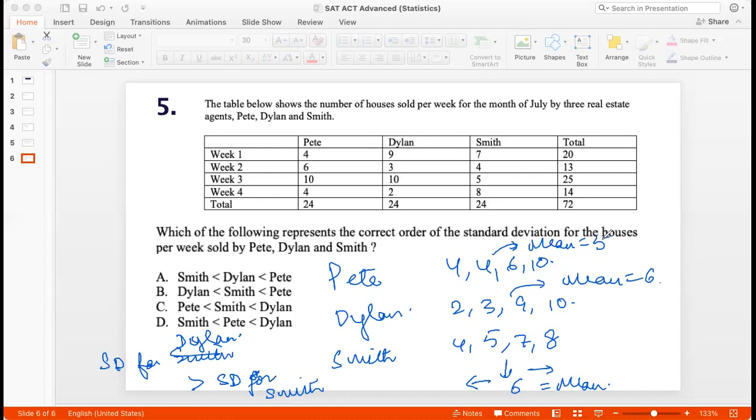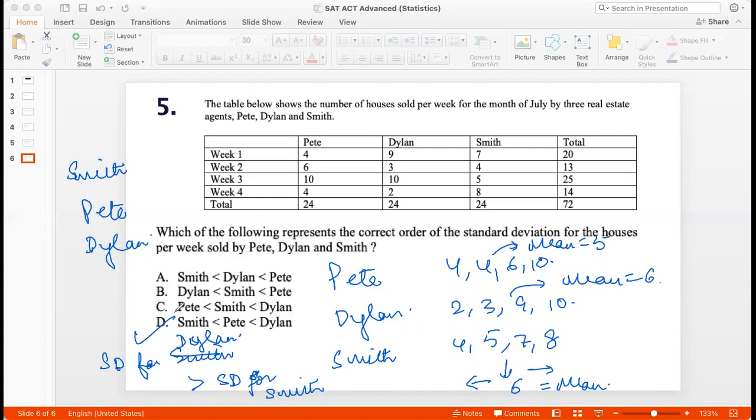Smith's data is the most compact. So I would put Pete in the middle, right? I would put Dylan as the one with the highest deviation, and I would put Smith as the one with the lowest deviation, because the data for Smith is the most compact. So the answer would be the deviation for Smith's data is less than the deviation for Pete's data is less than the deviation for Dylan's data. Option D.